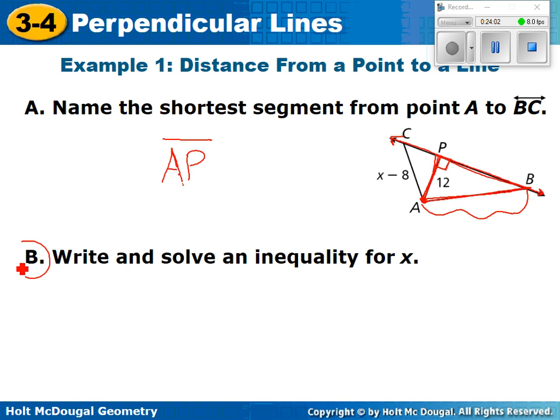So part B now wants us to do two things. It wants us to write and solve an inequality. So we're going to write an inequality and we're going to solve the inequality for x. So now we're back to Algebra 1. Remind me, what does an inequality have in it? Every inequality, what does it have in it? What makes it an inequality? What's different between an inequality and an equation?